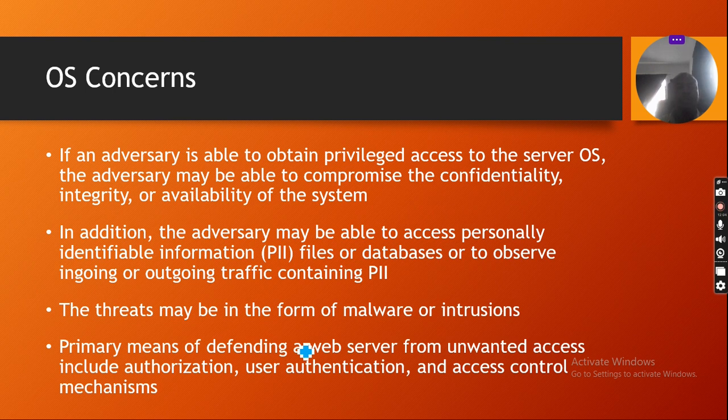Okay. First of all, adversary. Adversary are those people that want to gain access to your network. They are unauthorized people that want to gain access to your network. Sometimes adversary, they always want to be able to obtain privileged access to the server operating system. They always try to gain access to the server's operating system, right? And this adversary, they may be able to compromise your confidentiality if they are able to gain access to the web server, and they will compromise your confidentiality and availability of the system.